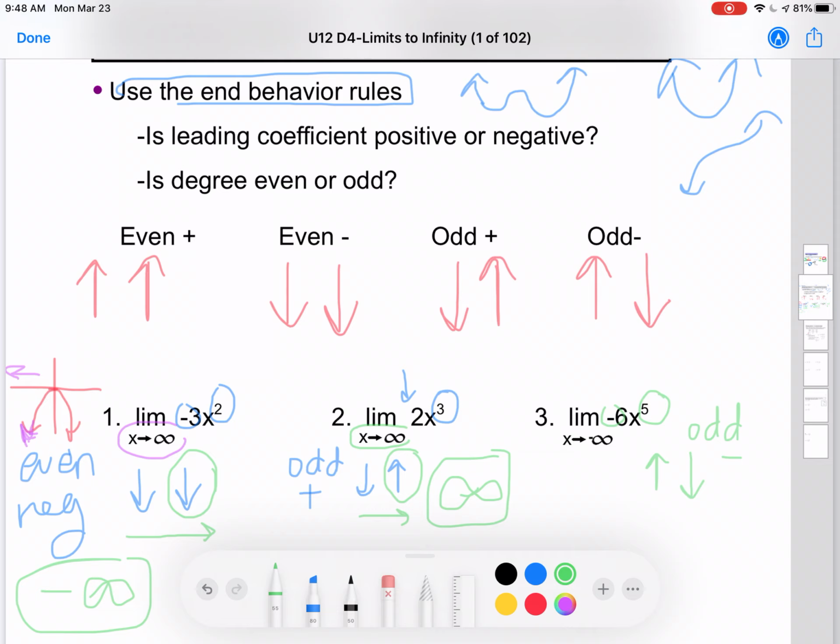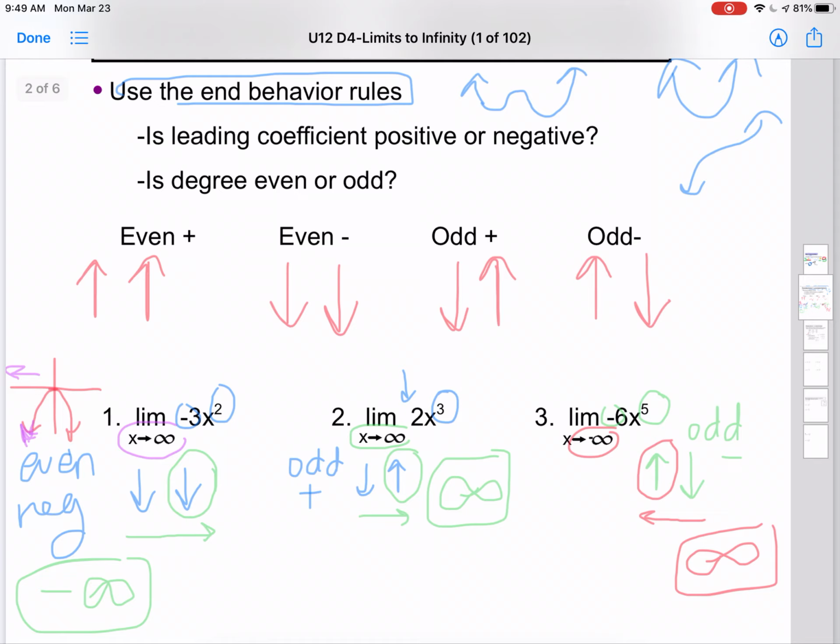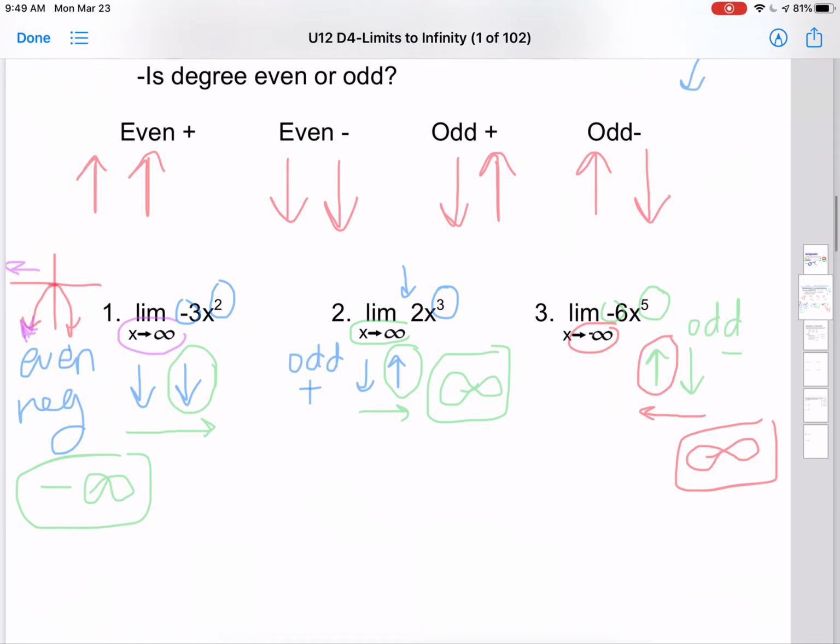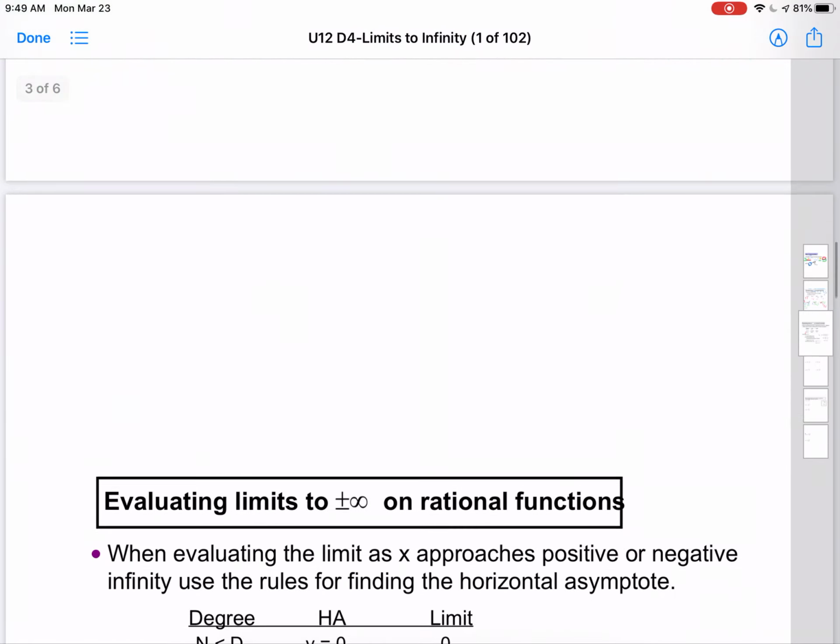And if I'm heading towards negative infinity, that means I'm going this way. So I look at this piece. So positive infinity. Okay, so it's as simple as that for limits to infinity of polynomial functions. You just use end behavior rules. Very, very straightforward.